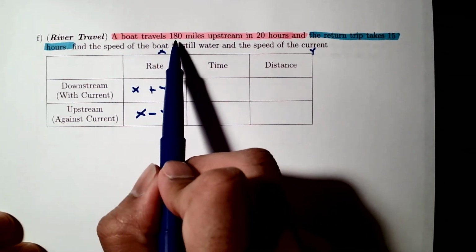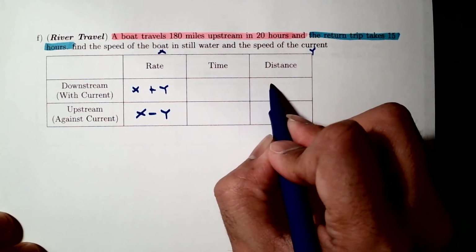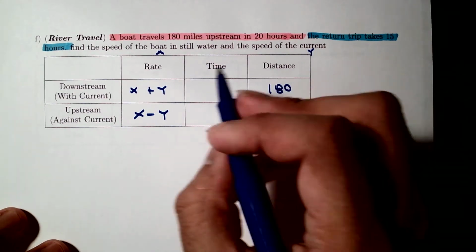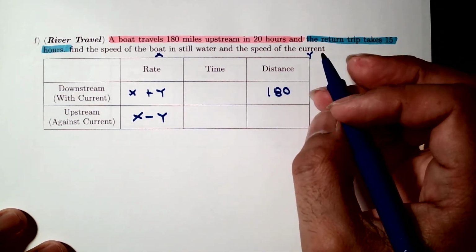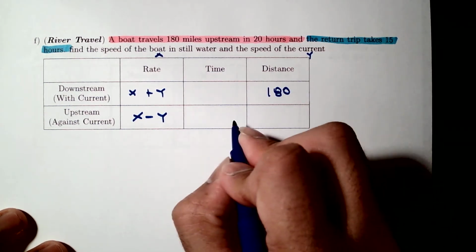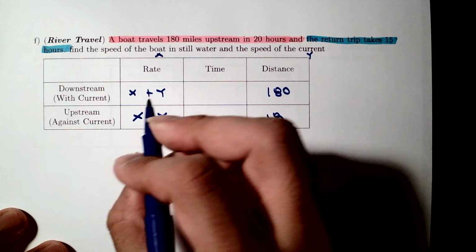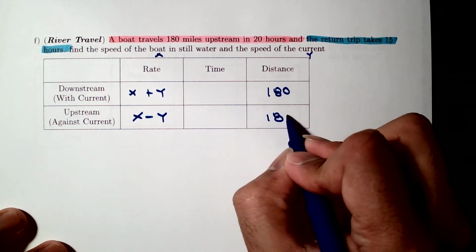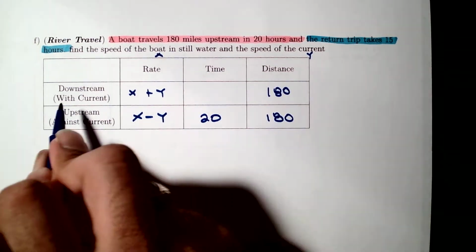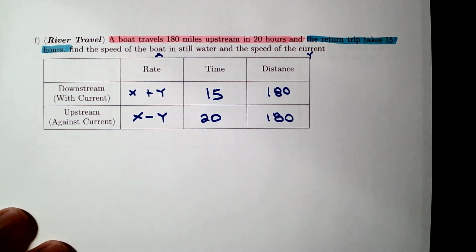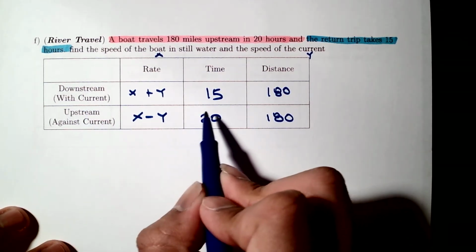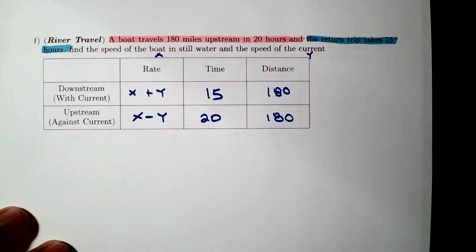Now it travels a distance of 180 miles in 20 hours. Well, actually, upstream it's minus, yes, that's correct. So 20 hours upstream against the current, and downstream 15 hours. See how it makes sense to have a smaller time for downstream with the current than upstream against the current.